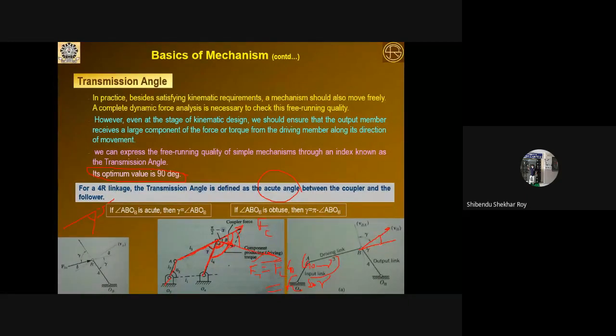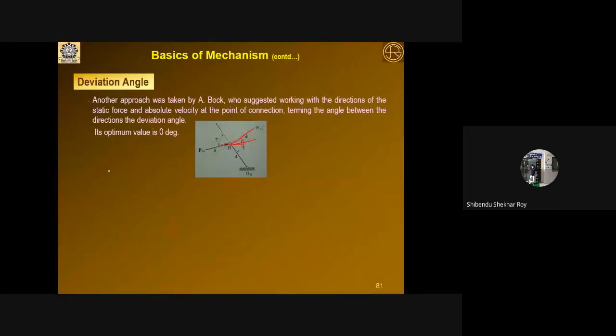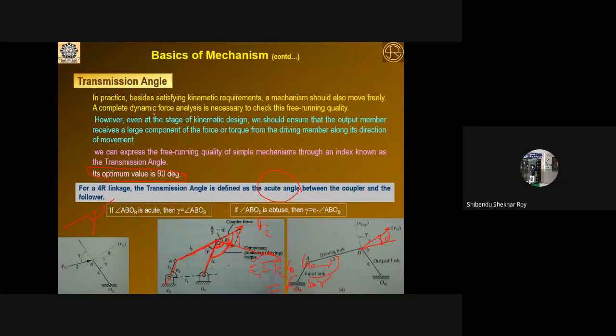Now what should be this deviation angle? Only a different angle has been proposed by another kinematician. What could this angle be so that you will get the maximum benefit? Zero degrees. Cosine of delta, so the optimal value will be 0. So only that different angle was proposed by the other kinematician, that is the deviation angle, but both are correlated: the transmission angle and deviation angle have a correlation.